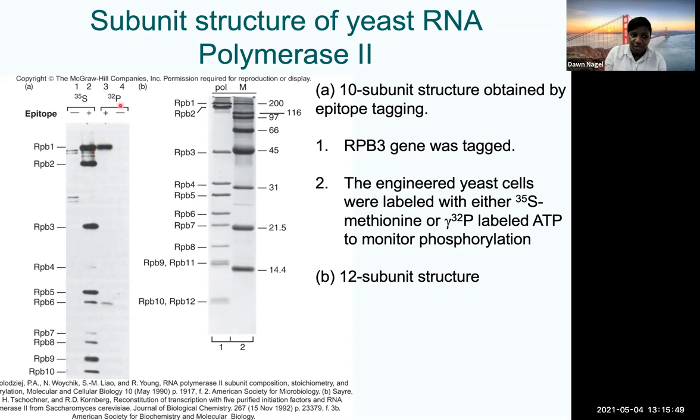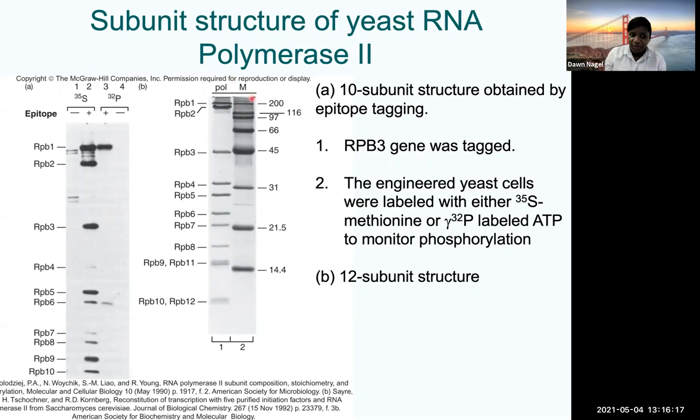In lanes 3 and 4, it's the same type of experiment, except in this case, they're adding the epitope tag. If it's phosphorylated, you will be able to detect it when you have the epitope tag. And you see that RBP1 and RBP6 are the only 2 subunits within that RNA polymerase 2 complex that get phosphorylated, right? So those are the ones that are important for phosphorylation, okay?